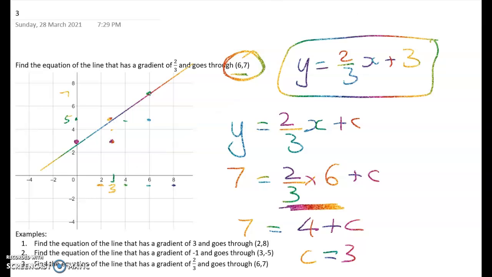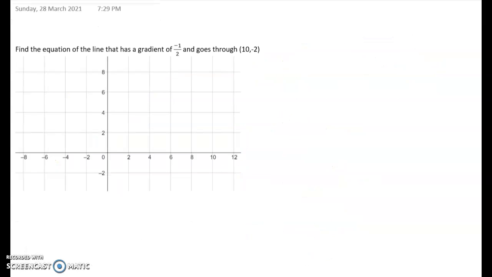So there we go. That's my graph. That all looks pretty good, right? So we've got a y-intercept of 3, and we've got a gradient that we were given of 2/3. Next one. Question 4. The gradient is -1/2, so the equation will be y equals -1/2 x plus c.